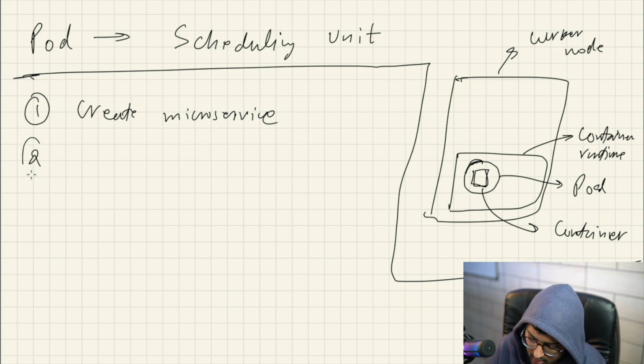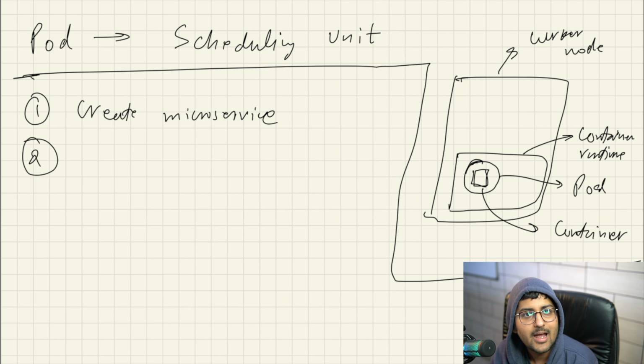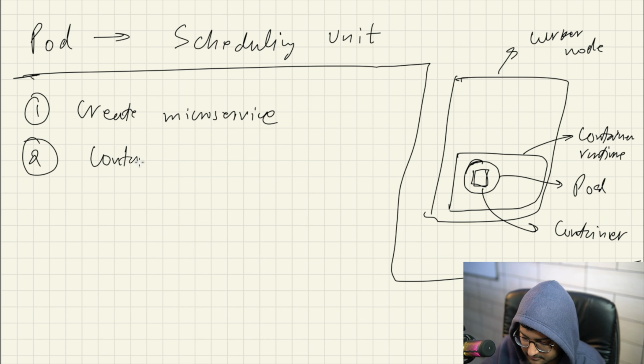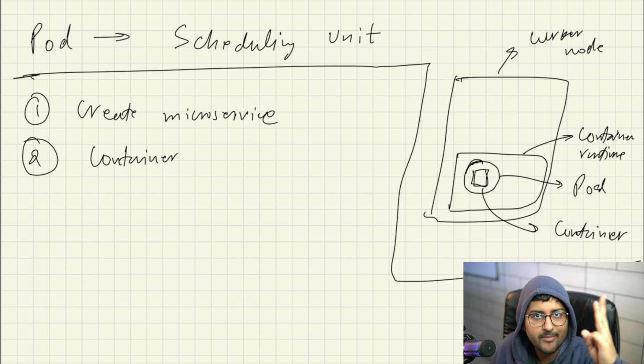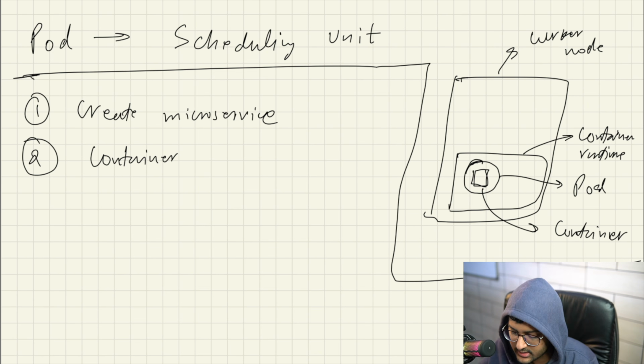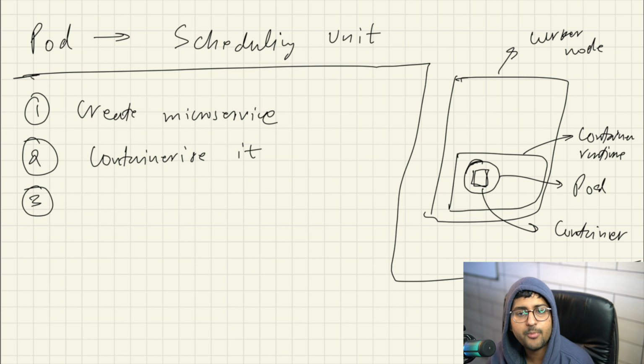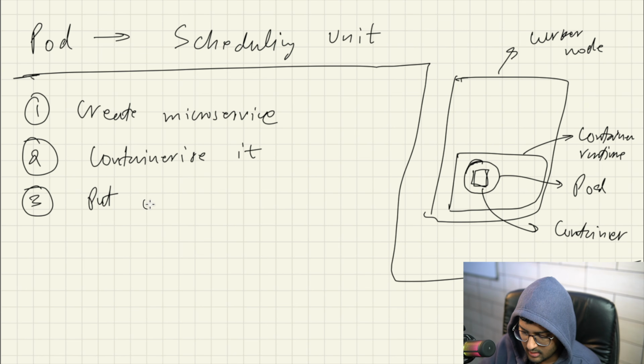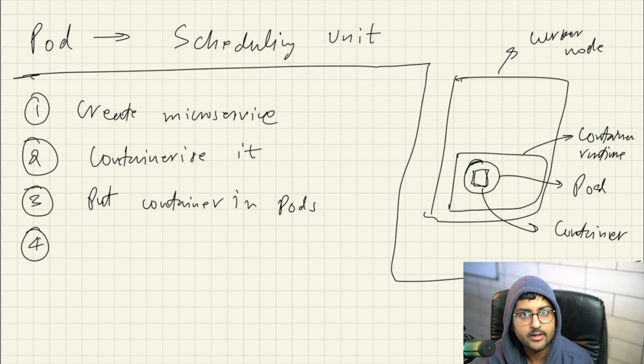Second point, what is the second point? Put every microservice in its container. Containerize it. It's not like you have 3 microservices and all 3 will go in one container, in just one pod. No, every container will be different so that we can scale it individually and debug it individually and so on and so forth. Containerize it, very simple. What is point number 3? Put every container in its own pod. Put containers in pods.